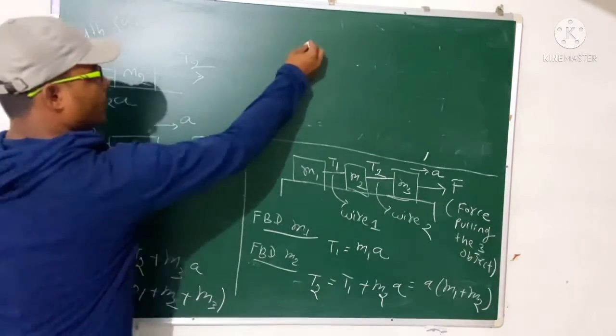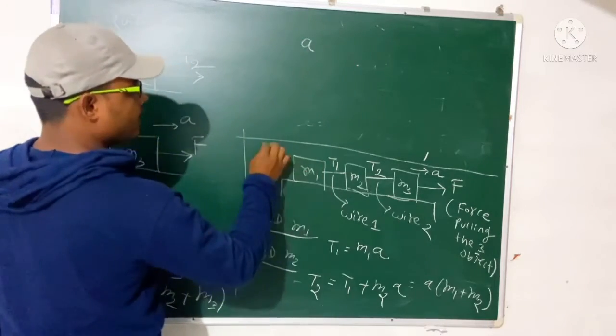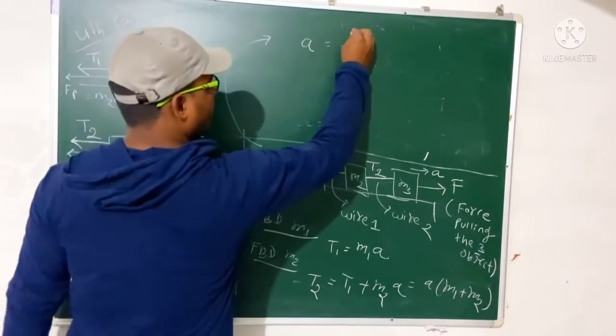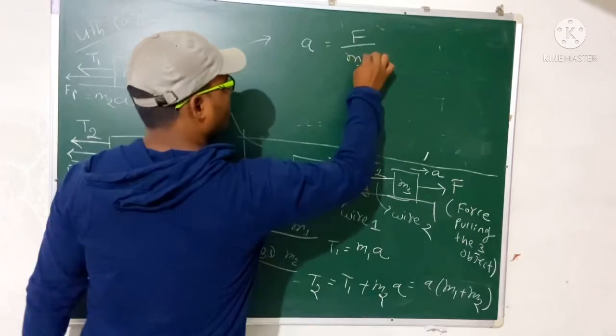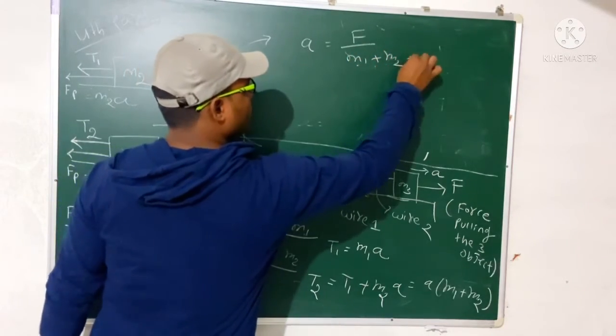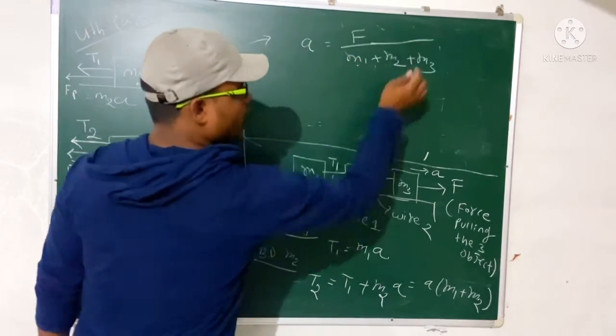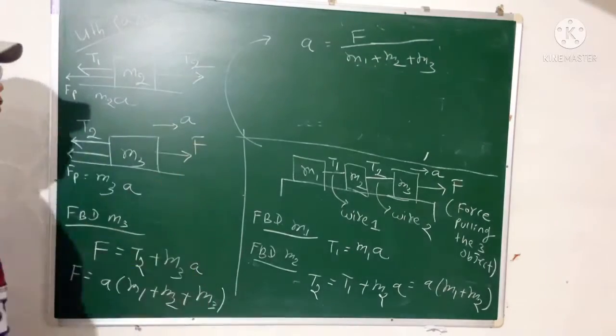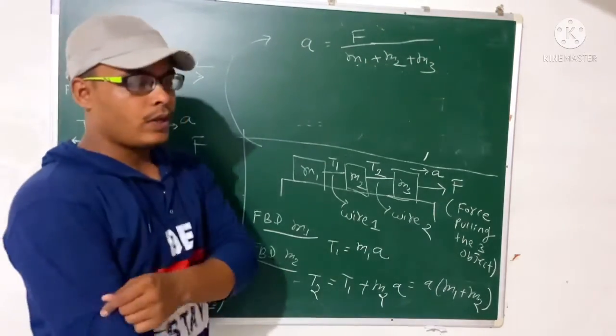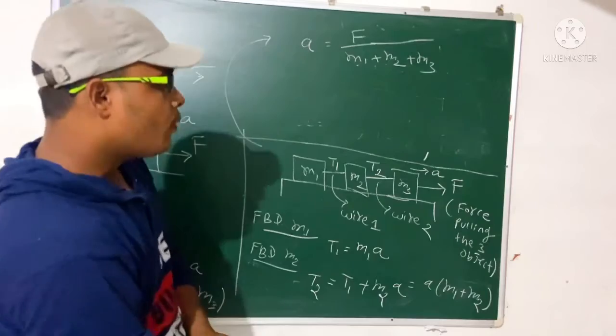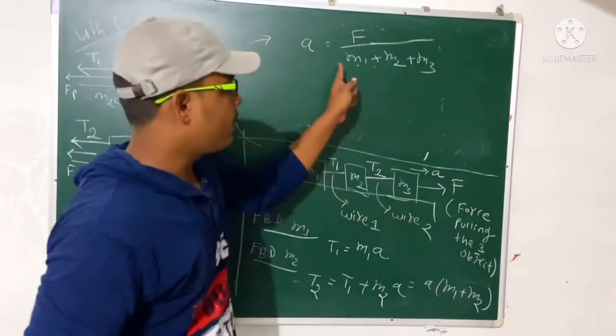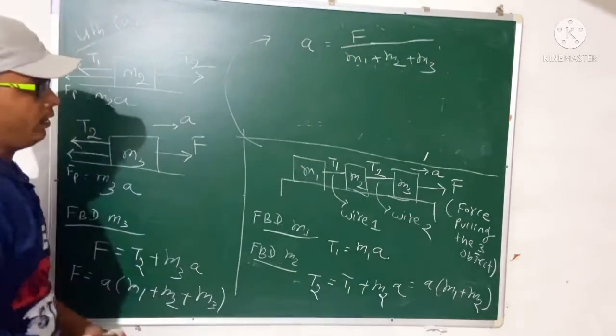So what is the acceleration we obtain in this case? That means F by M1 plus M2 plus M3. When we discuss the 2 mass object, that means M1 and M2, we obtain acceleration equal to F by M1 plus M2. But when we discuss 3 objects, it is F by M1 plus M2 plus M3.